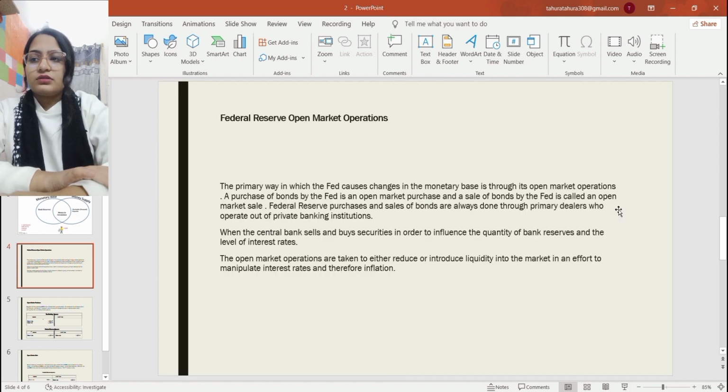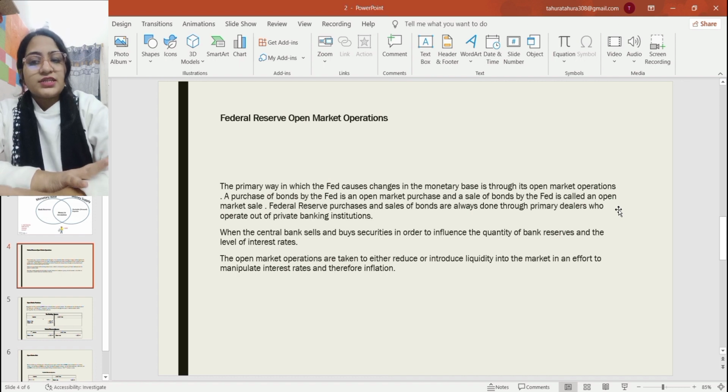Next, we can see the Federal Reserve open market operation. The Federal Reserve operates open market operations through open market purchases and open market sales. The primary way in which the Fed causes changes in the monetary base is through open market operations. A purchase of bonds by the Fed is an open market purchase, and a sale of bonds by the Fed is called an open market sale.